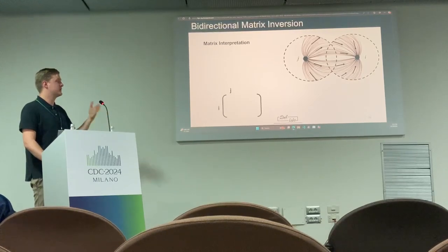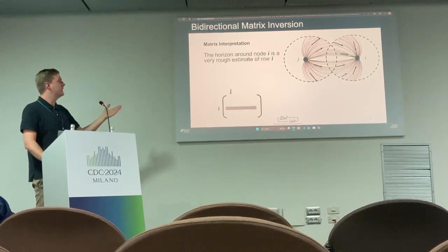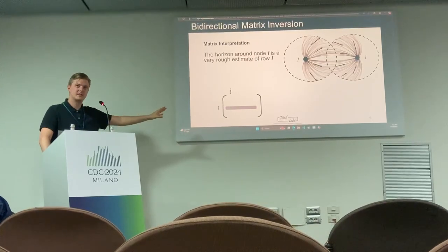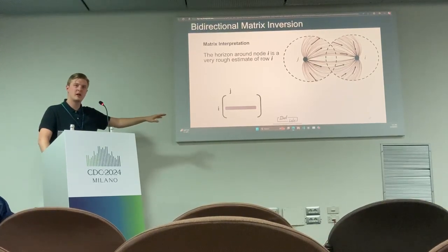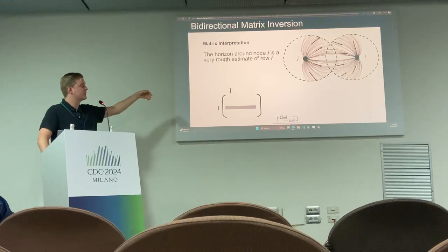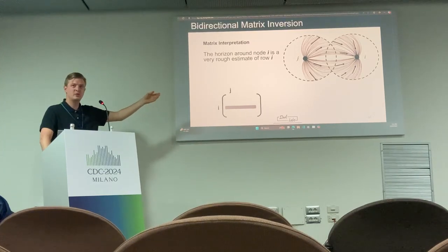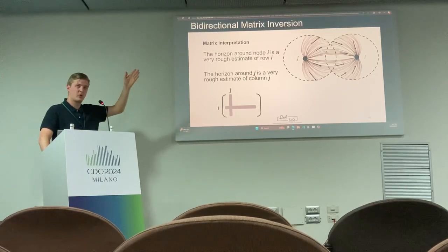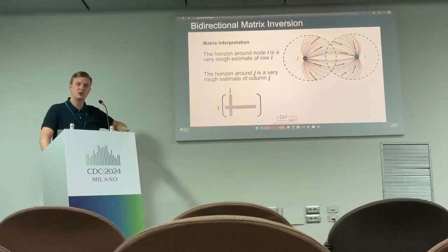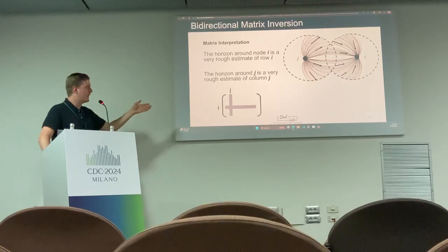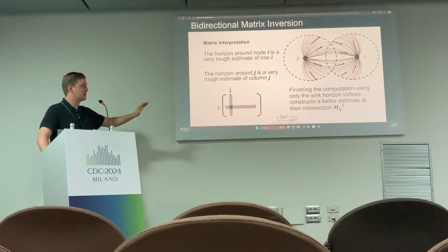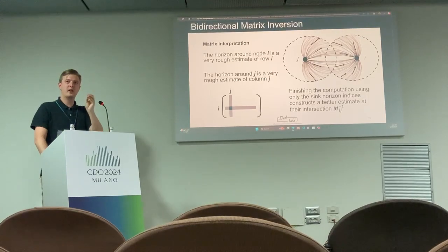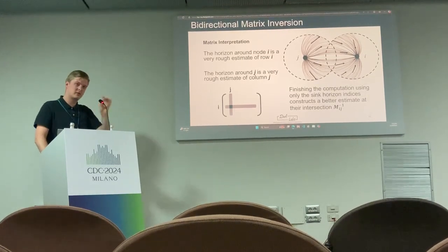The matrix interpretation of what's going on in this algorithm is that that first stage essentially creates a rough estimate of the row where our entry of interest is with this weaker threshold root epsilon. And then when we expand around the source, we're getting a weak estimate of the column where our entry of interest is. And then when we finish off that computation, we take the weak estimate of the row, the weak estimate of the column, and we get a better estimate at their intersection, the one entry that we were most interested in.